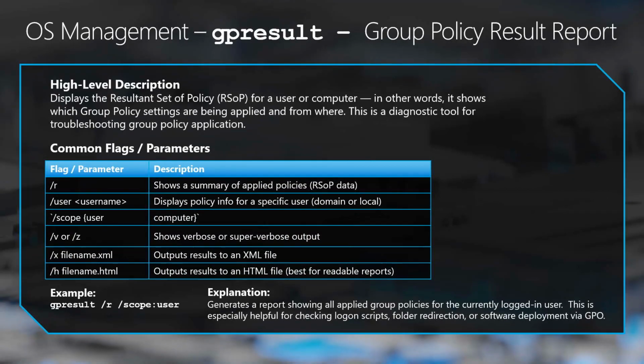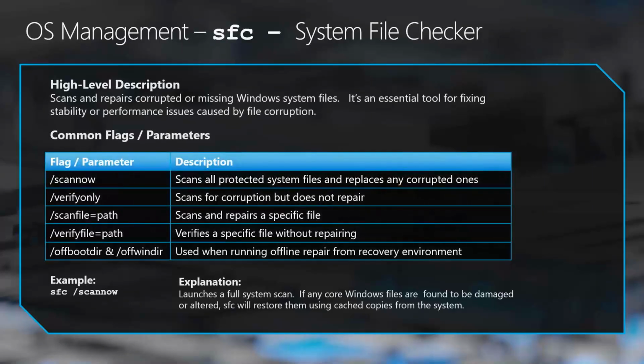GPResult gives you a detailed report about the currently applied policies that are affecting the logged in user in that particular scenario. Can be very helpful. SFC, System File Checker. This will scan and repair corrupted or missing Windows system files. This is something that you will use quite a bit if you get into deeply troubleshooting.